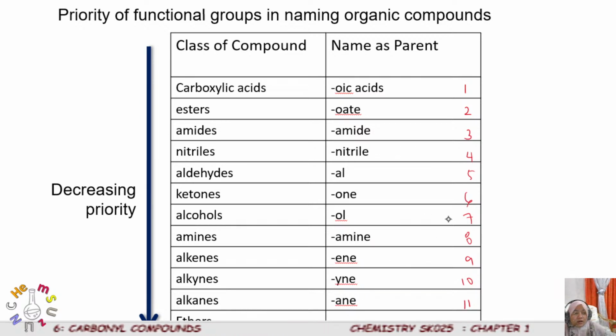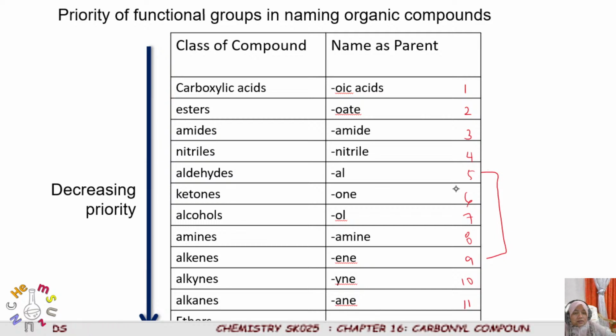If we have an alcohol compared to the aldehyde and ketone, the priority to be the parent is the aldehyde and ketone rather than the alcohol. It is the same with alkenes. If we compare alkenes with the aldehyde, the priority to be the parent is given to the aldehyde.